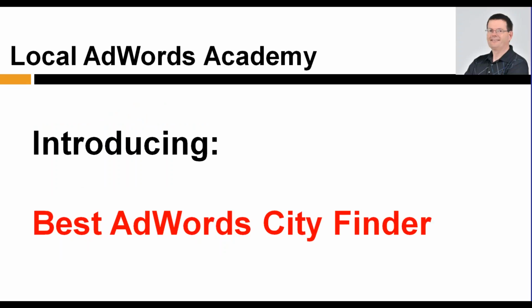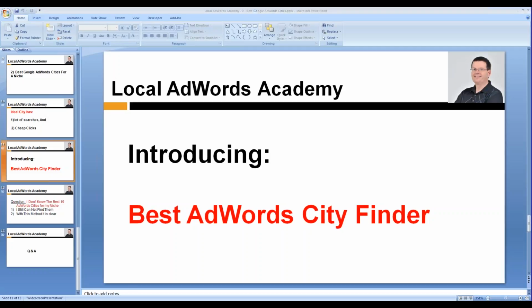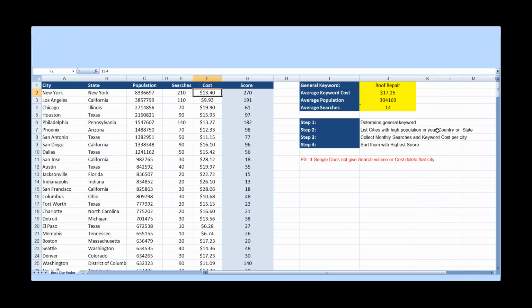Okay? So that is where I created an Excel file for. And I called it the best AdWords city finder. Okay? So let me demo that for you. Everybody see the Excel file now? I hope.